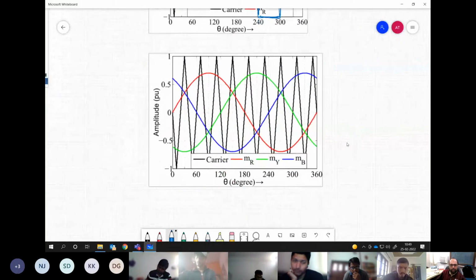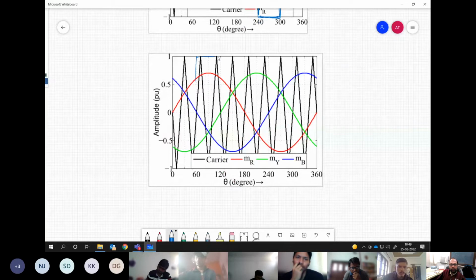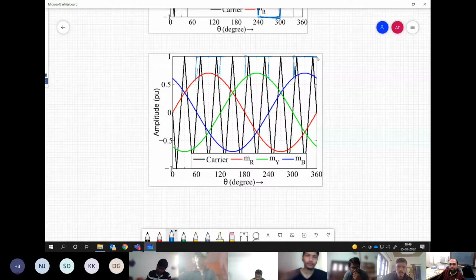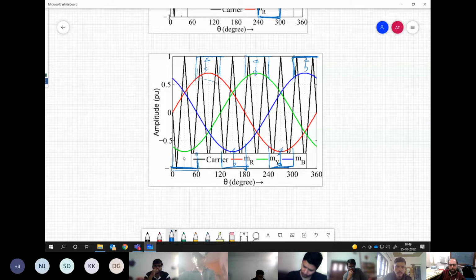So what we do, we clamp R phase here, Y phase here, positive peak I'm talking about, B phase here. Correct. Then similarly on the negative side, we will have clamping for Y phase here, then B phase here, R phase here. So these 6 common modes, every one occurring at 60 degree interval, we are going to add in all the 3-phase modulating signals.